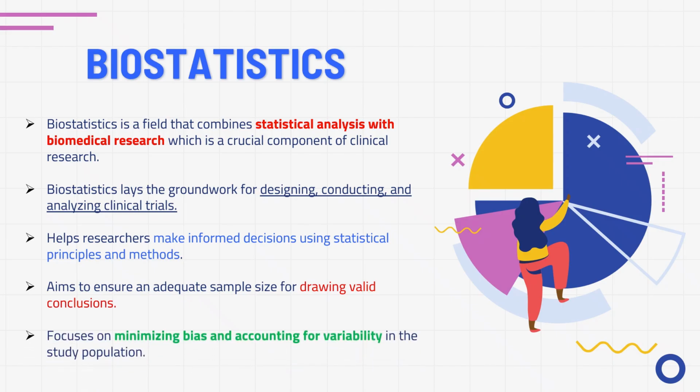because until and unless you have a proper sample size of subjects, how do you define whether your drug is efficacious or not? So the statistical analysis, or the backing of biostatistics, is very important. And finally, biostatistics also focuses on minimizing bias, followed by ensuring we have accounted for the variability in the study population, and that shows a clear picture whenever the study results are out there. Okay, so that is about biostatistics.